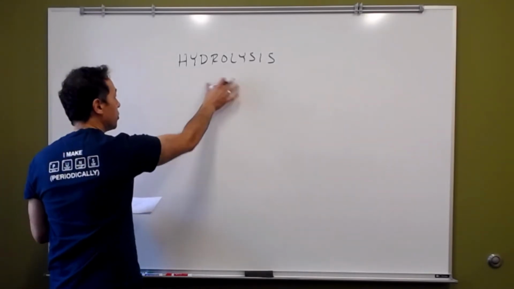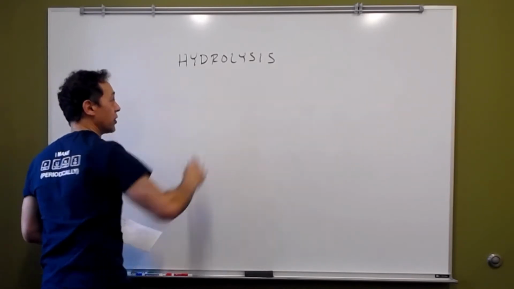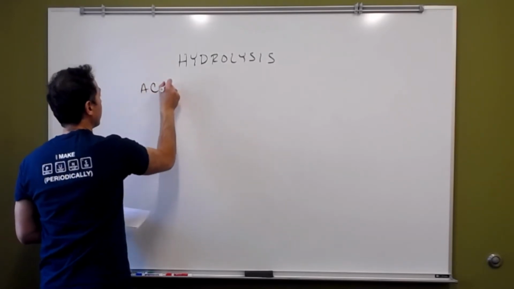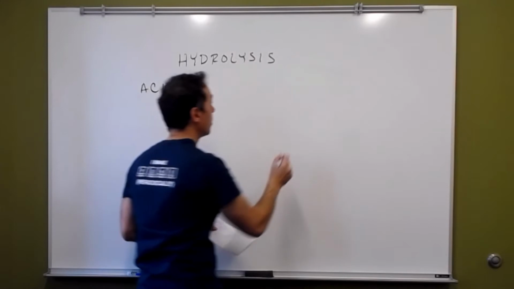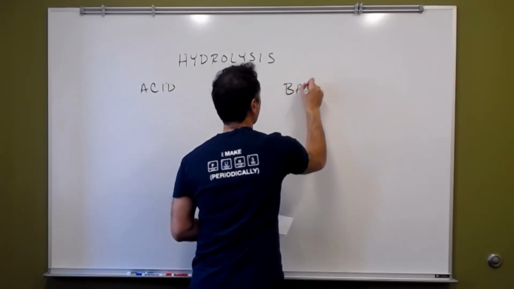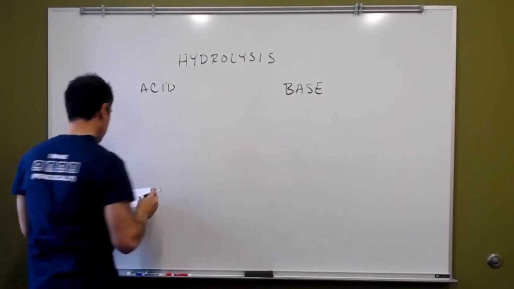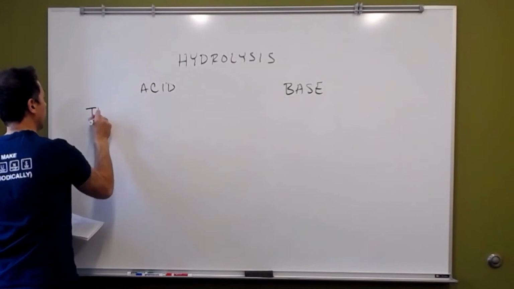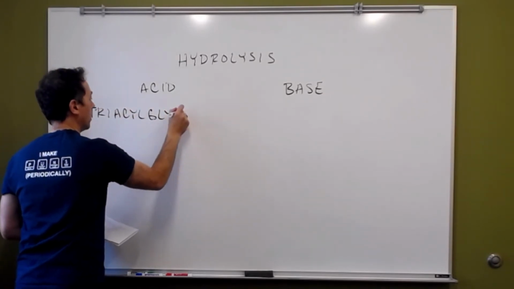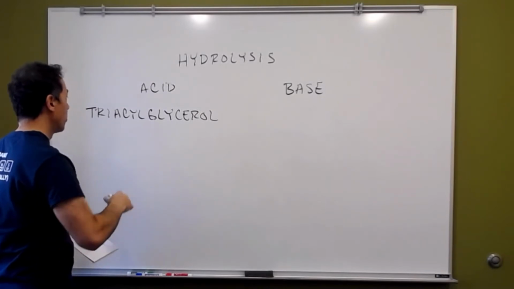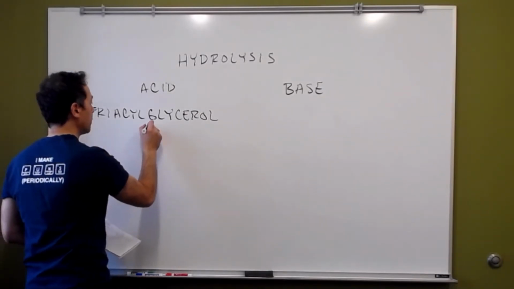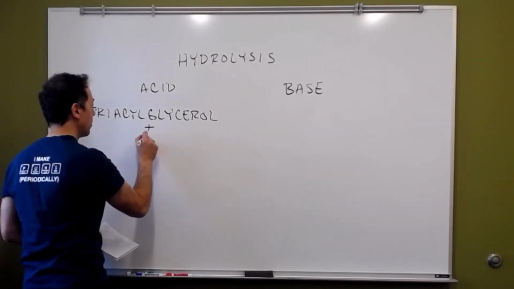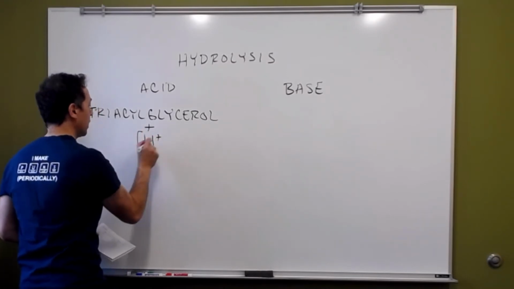Now, when we do this, there are two different ways we can do hydrolysis with triacylglycerols. One is with an acid, and the other is with a base. When we do this with an acid, we're going to take our triacylglycerol and react it with some acid. So maybe something like HCl, for example, but I'm just going to go like this. Okay, some acid like this.